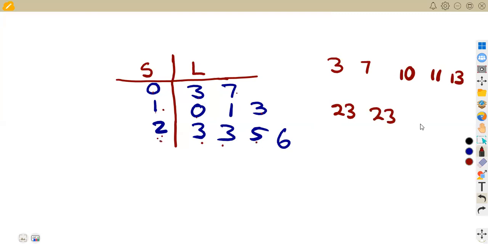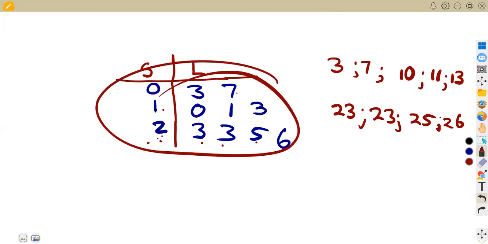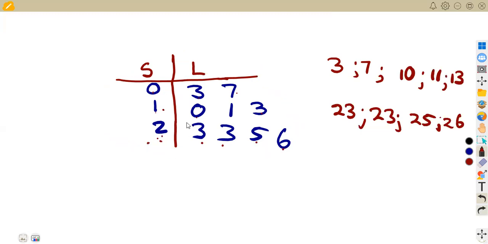2 and 5, it means I've got 25. 2 and 6, it means I've got 26. So these are the numbers that I was actually given, but they were presented on a stem and leaf. So you must be able to take it from the stem and leaf plot back to these numbers that you are used to.